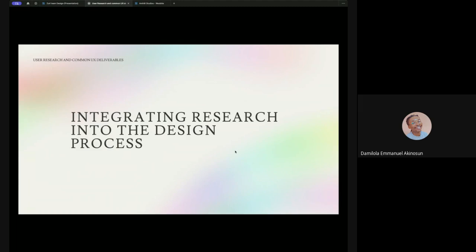Now let's talk about integrating research into the design process, because really that's what we need every single one of us to be able to do, right? We need every single one of us to be able to understand the different methods of UX research, or user research, as you might call it, and we need to be able to integrate them into your design process.